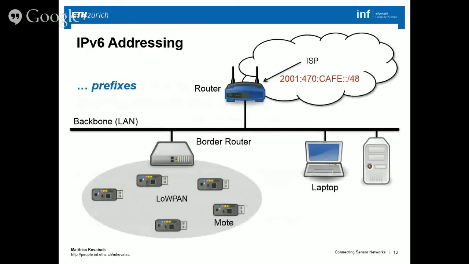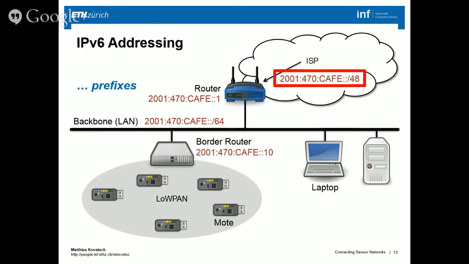Okay, how does it work if you want to connect your wireless sensor networks? The central thing is you need an ISP that provides you with a prefix that gives you some space for subnets. Something good is if you have a /48 prefix, for instance, provided by your ISP. And then you can create one subnet, for instance, for your normal backbone, your Ethernet, with a /64. You see it's basically putting everything to zero here. And your router address, for instance, would look like this. And then you have your border router, and you give it an address in the same subnet, for instance, the number 10 with the same prefix.